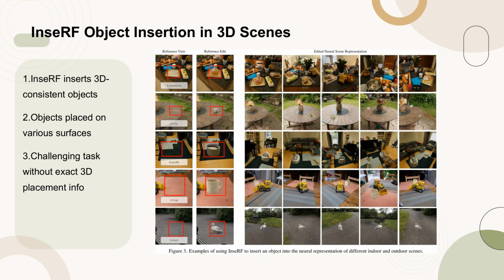Figure 3 showcases examples of using InseRF to insert an object into the neural representation of different indoor and outdoor scenes. The method demonstrates its ability to insert 3D consistent objects into various scenes, highlighting its effectiveness in placing objects on different surfaces, a challenging task in the absence of exact 3D placement information.